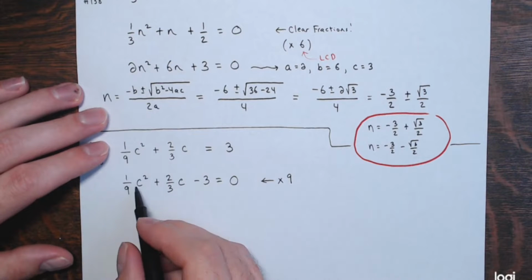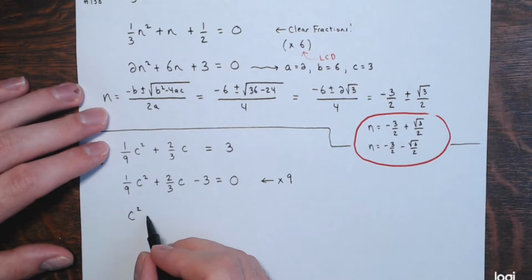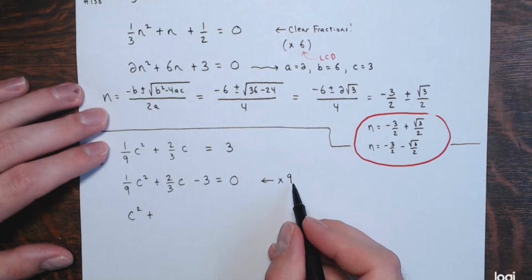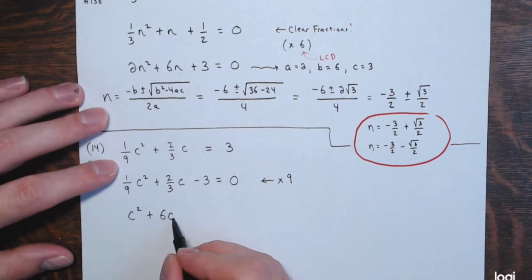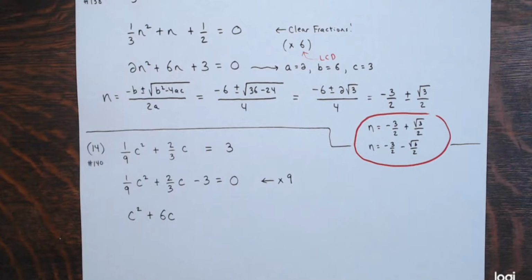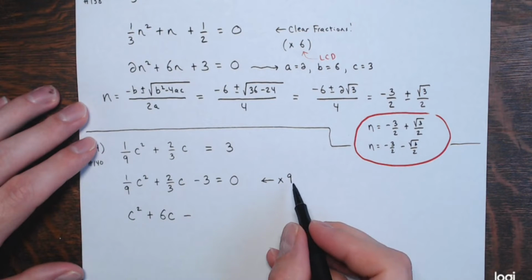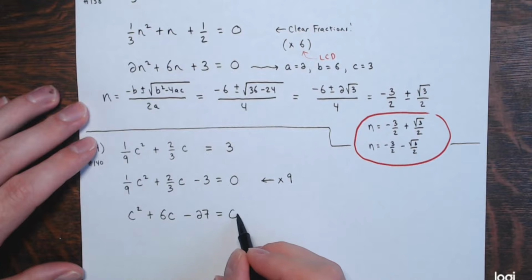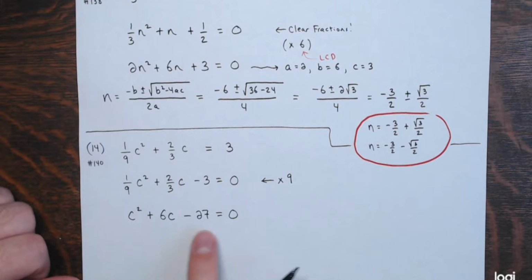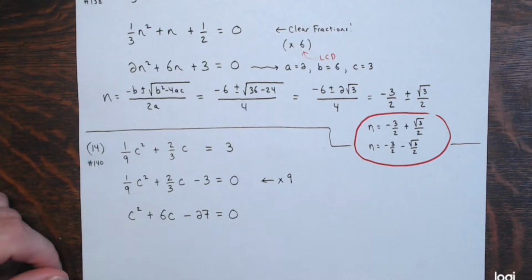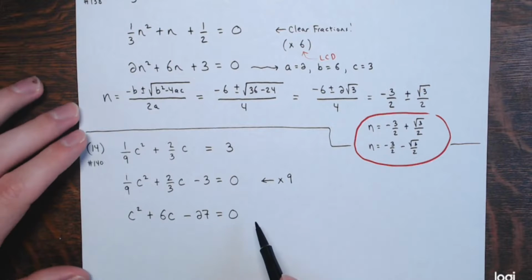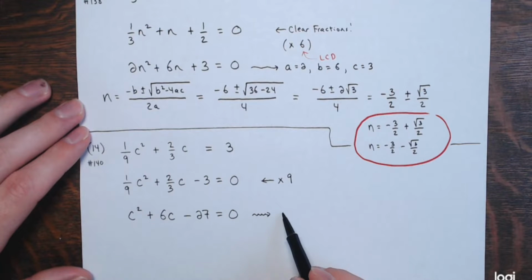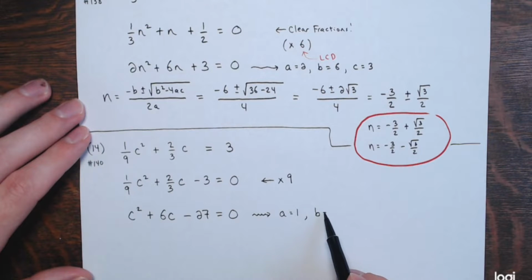1/9 times 9 is 1, so you just have C squared, plus, and then 2/3 times 9 would be 6, right, plus 6C, and then minus, and then 3 times 9 is 27. So we're going to solve this equation now, right? No different, right? Multiplying both sides by 9 doesn't change the solutions at all. And now I'm using the quadratic formula where, again, A is 1, the coefficient of the square term, B is +6, and C is -27.